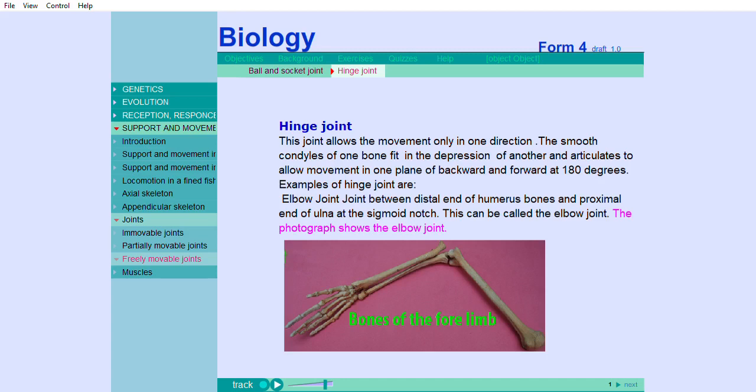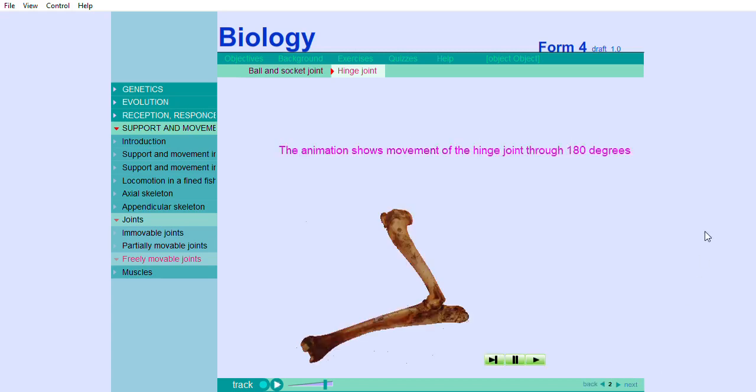Examples: elbow joint. Joint between distal end of humerus bones and proximal end of ulna at the sigmoid notch. This can be called the elbow joint. The photograph shows the elbow joint. The animation shows movement of the hinge joint through 180 degrees.